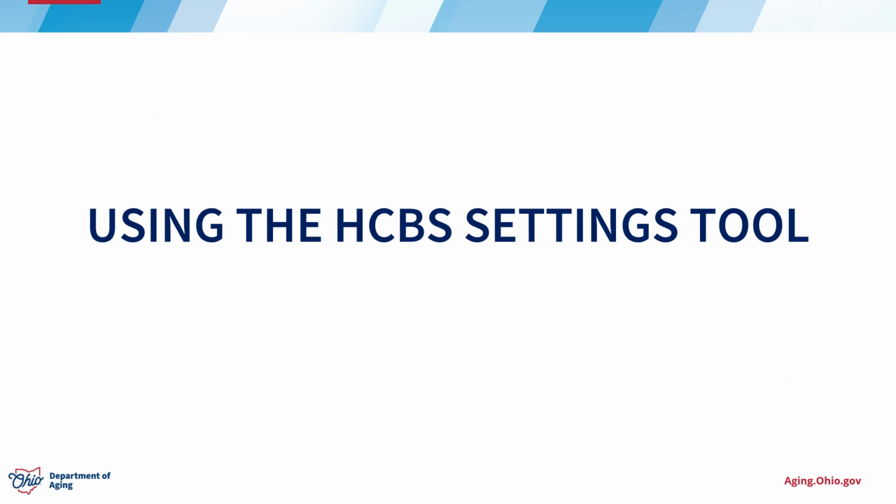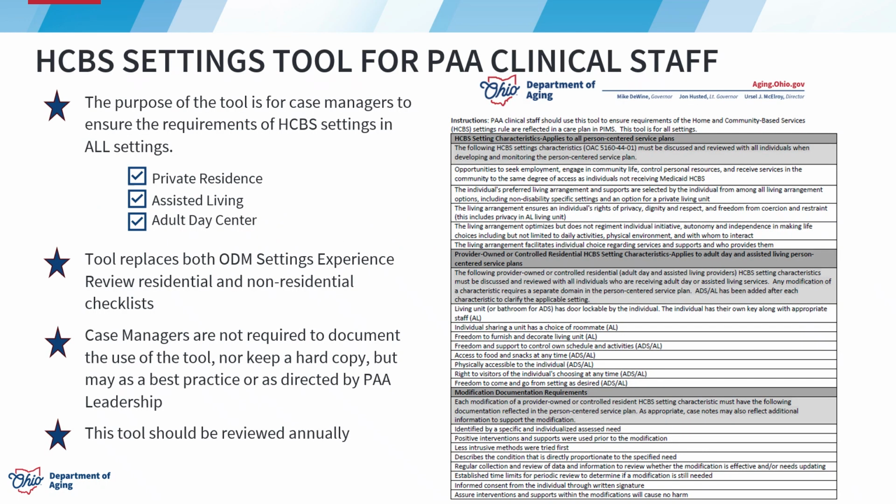Next, we're going to talk about the new HCBS settings tool that is going to go into effect as of today. This is a new tool that ODA developed, which replaces the Ohio Department of Medicaid checklist that you were using up until this point. The Department of Medicaid had two checklists, one for residential and one for non-residential. You are no longer going to use those checklists and instead replace them with using this checklist. This checklist is just one page and includes residential and non-residential settings.